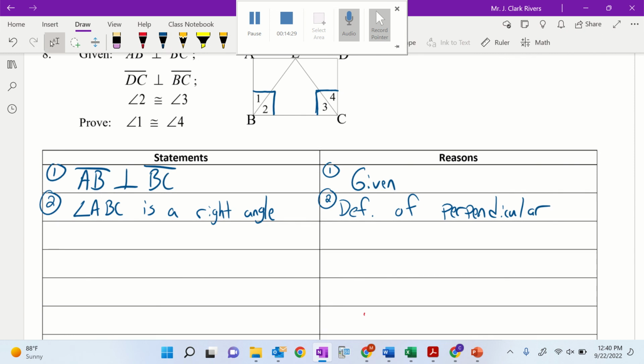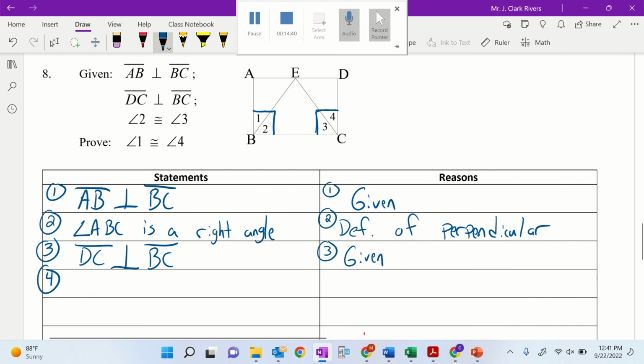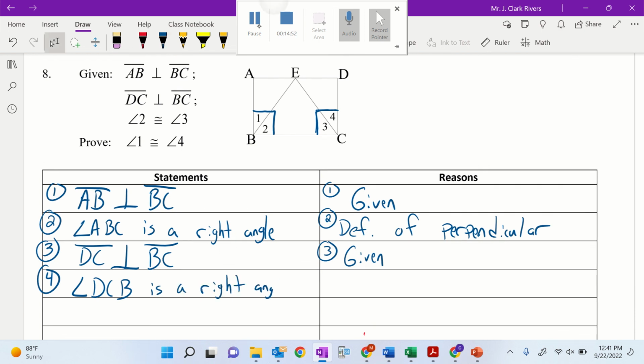Okay, back to our given information. DC is perpendicular to BC. That's given. What does that tell us? Let's build upon that. If DC is perpendicular to BC, that means angle DCB is a right angle. And that reason is, see if you can guess it. Definition of, same as before, perpendicular.